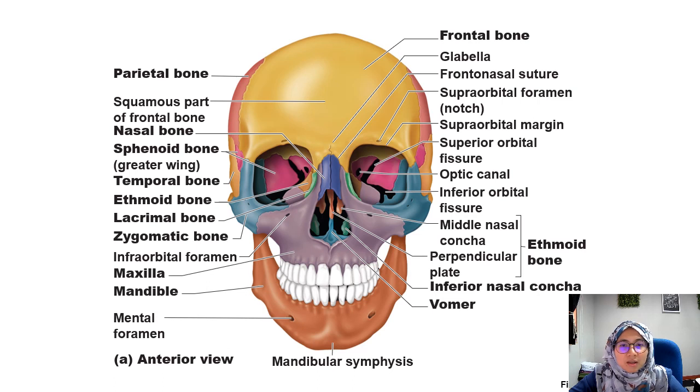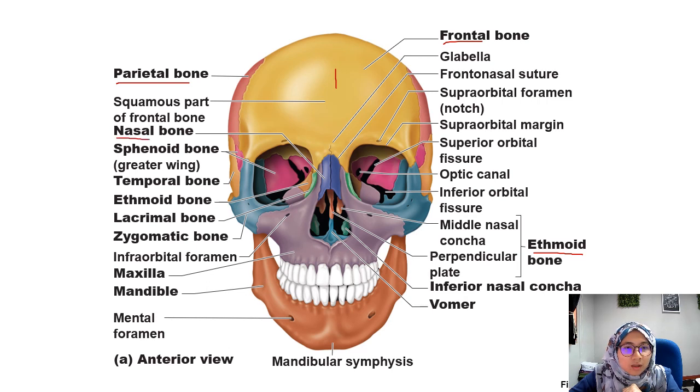This is the anterior view. Here is the parietal. We have left and right, that's why there are 2 parietal. The frontal bone, only 1 here. And then you may see the ethmoid bone, the orange color here.